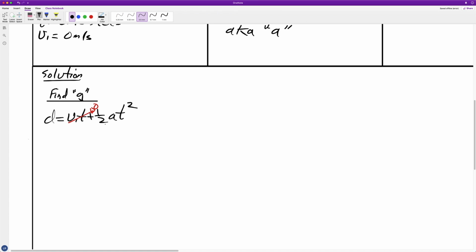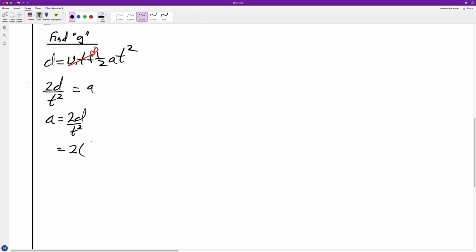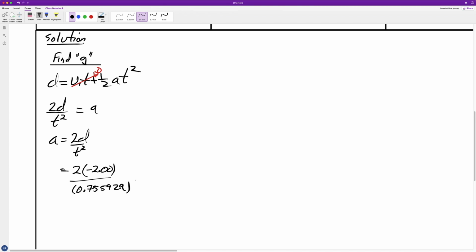So to get the acceleration by itself, we have to multiply both sides by 2, divide by t squared, and that gives us our acceleration. So our distance was negative 2 meters, and our time was 0.755929, all squared. And when you do this, that should work out to negative 7.00 to 3 sig figs meters per second squared.